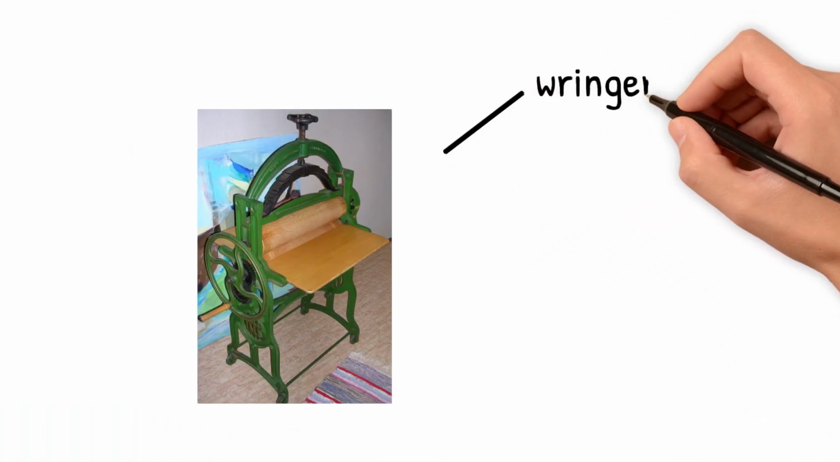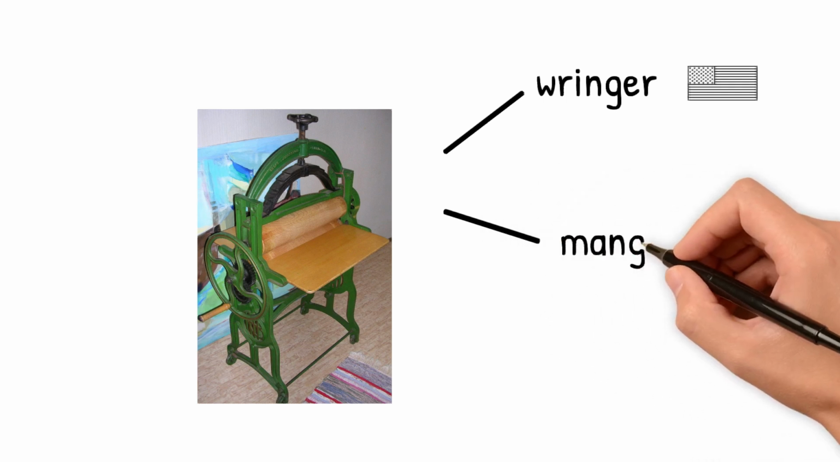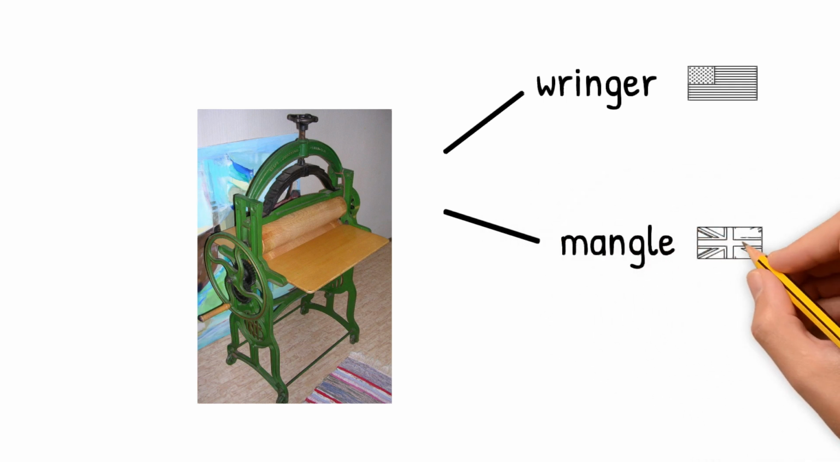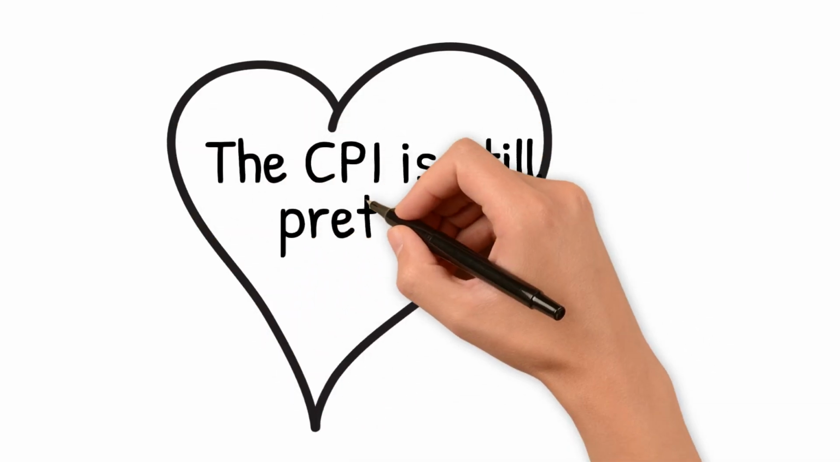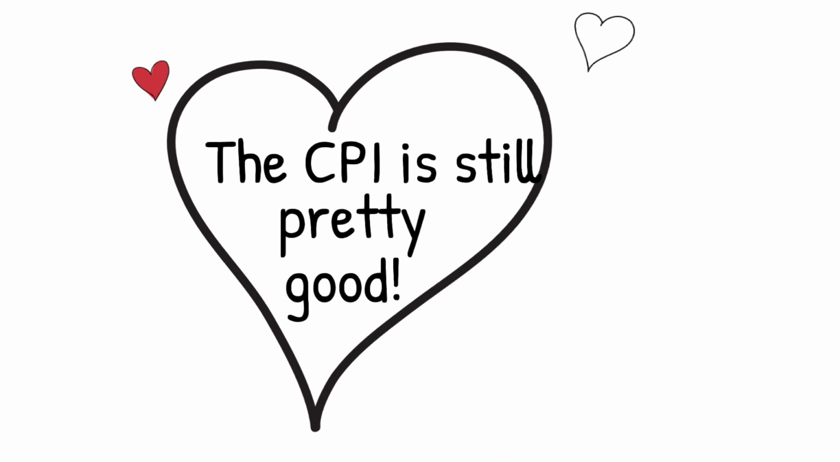If you don't know what a wringer or mangle is, it is basically a manually operated machine that squishes water from wet laundry. And I think that just drives home the point that life back then is not exactly comparable to life nowadays. All in all, the CPI, as things currently stand, is a pretty good measure of inflation. As estimation methodologies improve, I have no doubt that the quality of CPI as a basis for inflation will continue to improve.